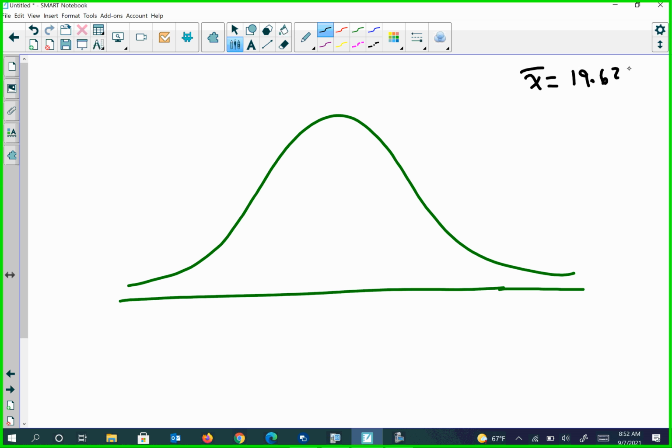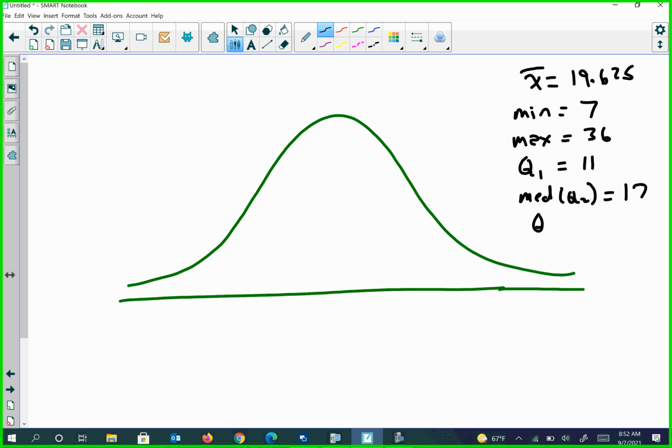19.625? Okay. What was our minimum? 7. And just because I'm on the task, what was our maximum? 36. What was our Q1? What was our median, which is Q3, or Q2, excuse me? 17. What was Q3? And then what was our standard deviation? 9.90. Okay.